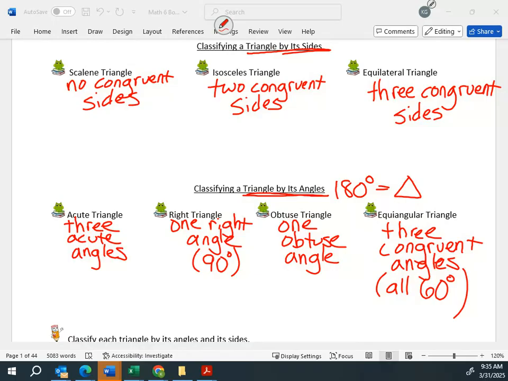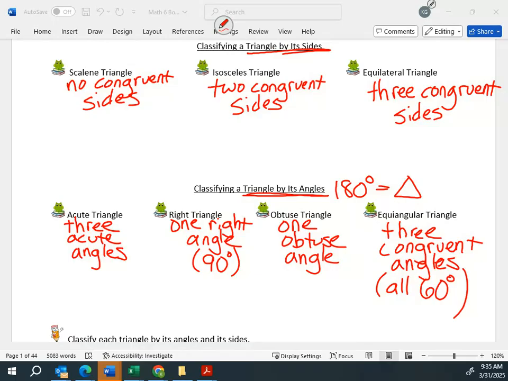Any questions on these? You might have to, like it says on the bottom, classify each triangle by its angle and sides. So you're going to have to write the names. Is it a scalene acute triangle?